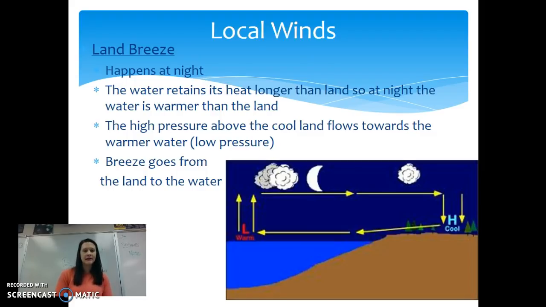So at nighttime, the water will actually be warmer, and the land will be colder, which means now your high pressure zone is above the land, causing the wind or the breeze to go from the land to the water. So it just goes in reverse.